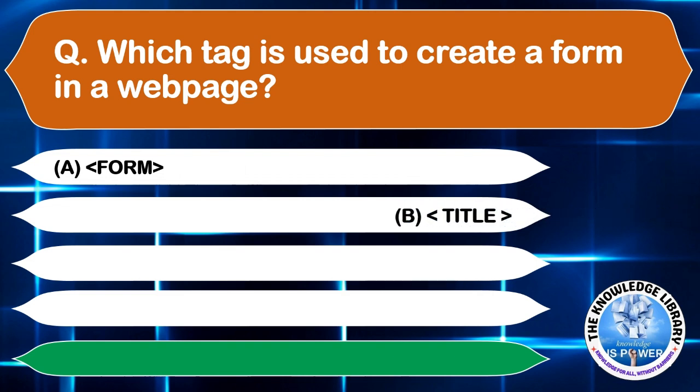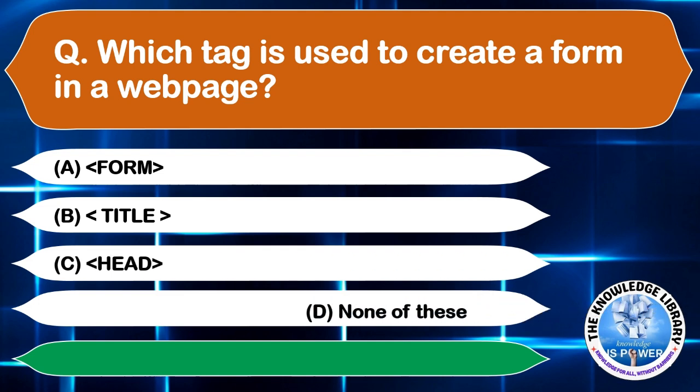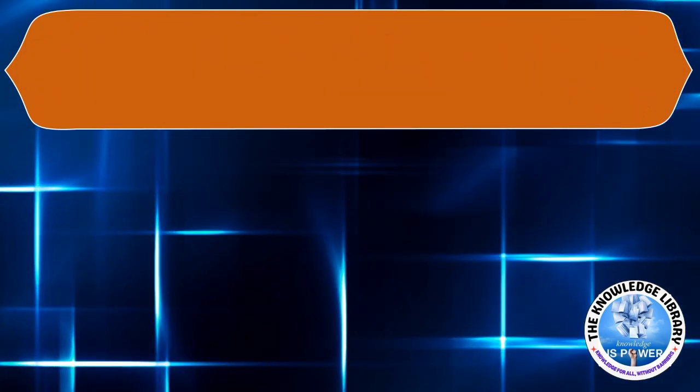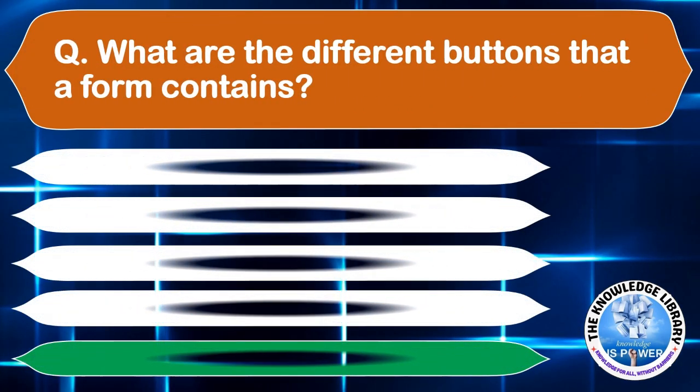The next question is, which tag is used to create a form in a web page? Option A, form tag. Option B, title tag. Option C, head tag. Option D, none of these. The correct answer is option A, form tag.